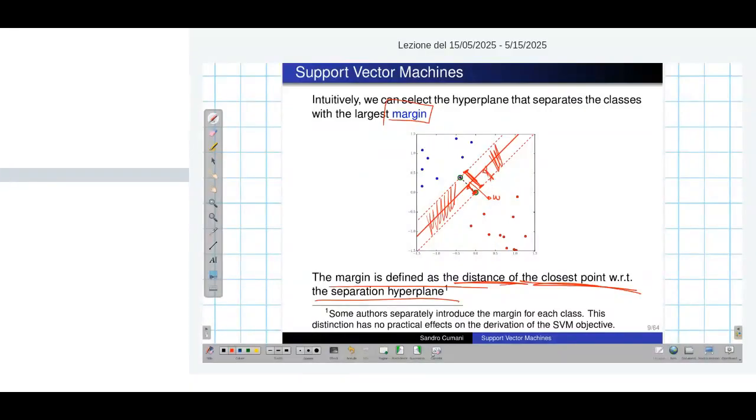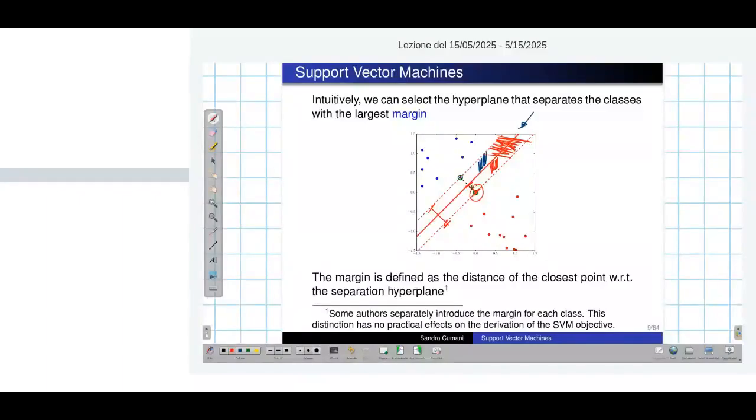Sometimes you find the margin defined as margin for the red points is this one, margin for the blue points is this one, so you have two different margins for the two classes. Again, that doesn't make a difference because in any case optimal solutions will have these two distances equal, so the two margins will again be just one. If they are equal, talking about the margin or twice the margin doesn't really change. Sometimes I may improperly say the margin and mean all this region, but the definition is just this distance. All these concepts are essentially the same thing.